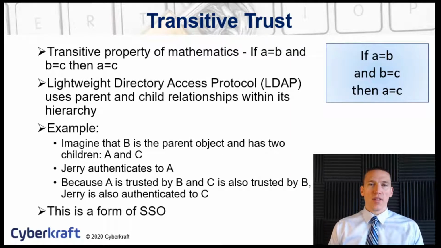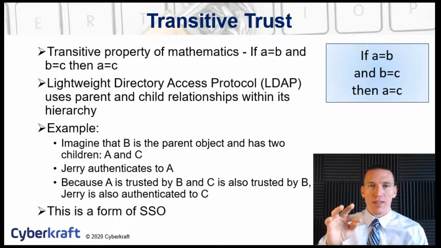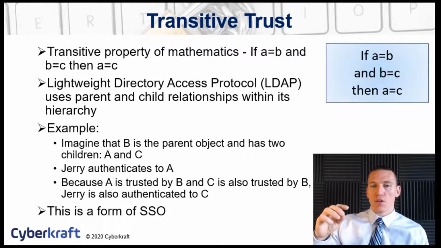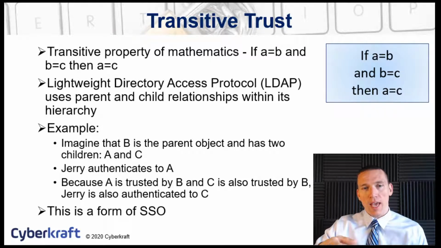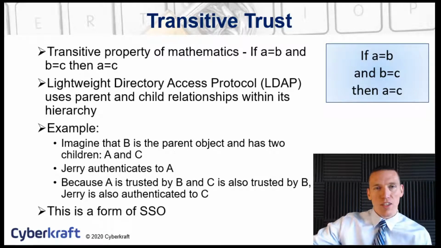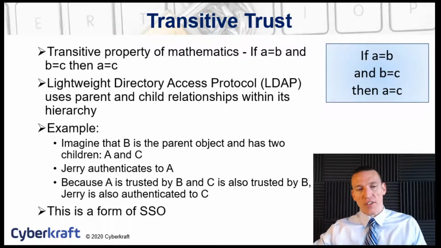The concept of transitive trust is similar to federation. It's a property of mathematics, the transitive property: if A equals B and B equals C, then A equals C. The same thing applies with transitive trust. If I trust B and you trust B, then I should trust you, essentially, okay?